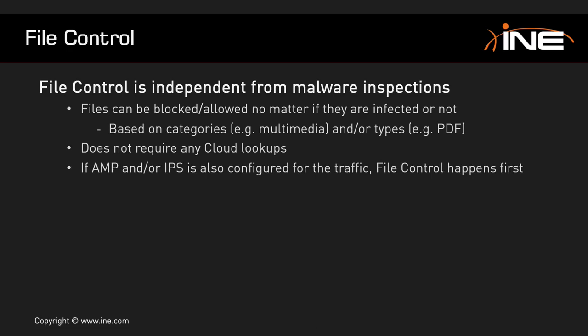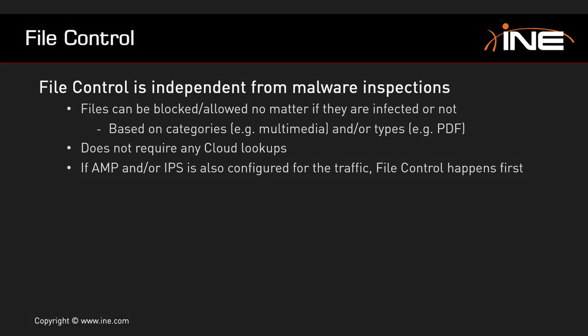Also notice that if a packet is to be inspected with multiple DPI engines, the file control is going to happen first. So I could potentially enable AMP and intrusion prevention and also file control for a single flow, in which case file control is going to come first, followed by advanced malware protection and finally IPS. This is because file control allows us to block files based on their types, no matter if they have malware or not. So it doesn't make any sense to inspect a file looking for malware if the file is eventually to be dropped.